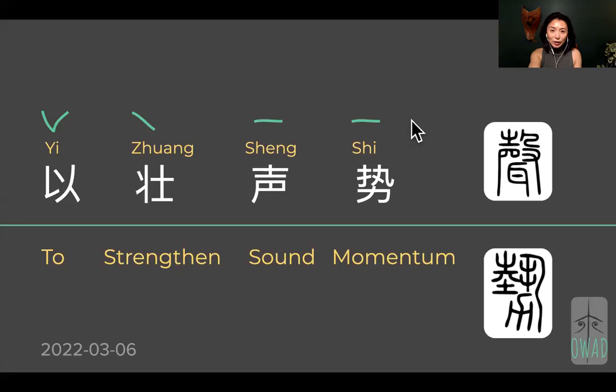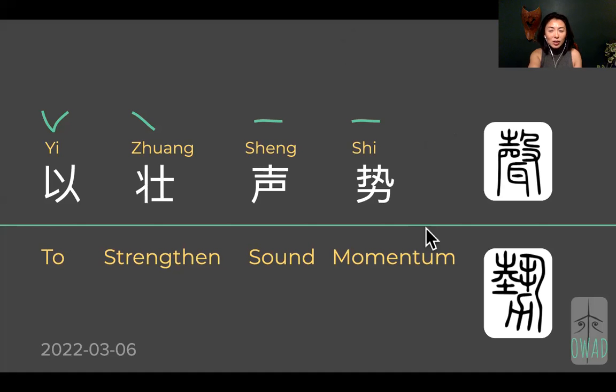We are going to continue to get just a little bit more each day out of this language. Okay, 以状声势, what we talked about yesterday. And I want to make a correction.